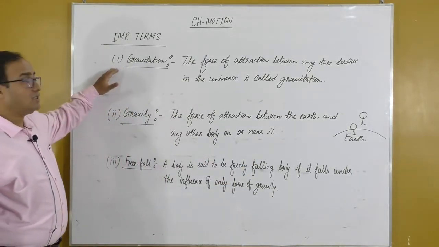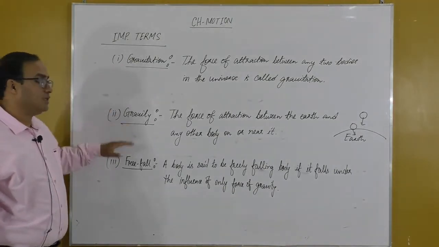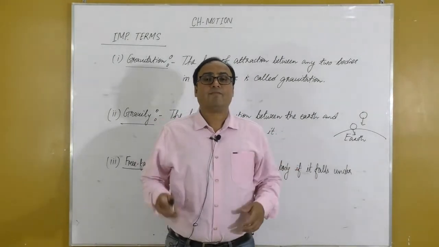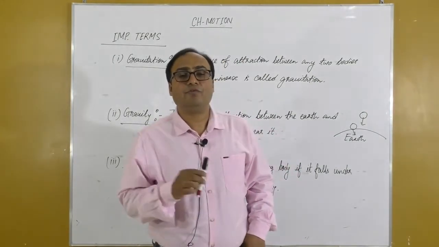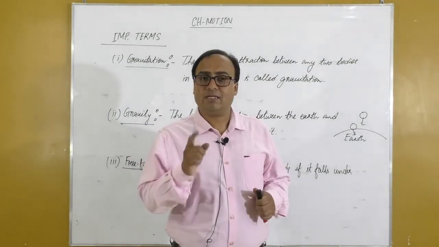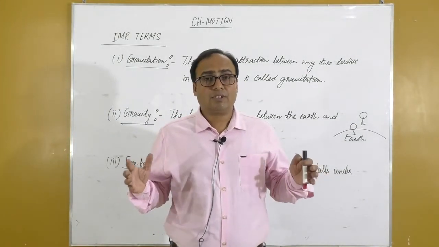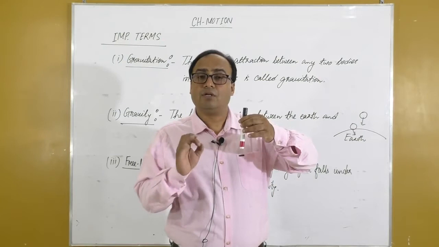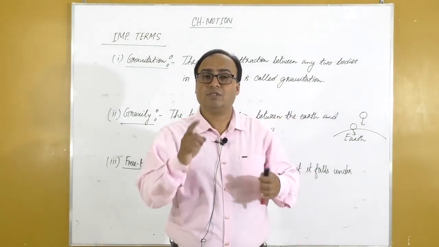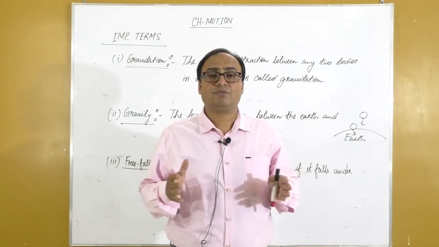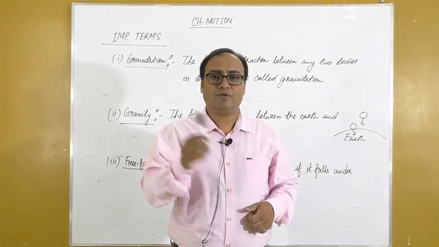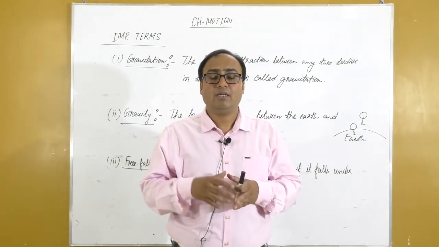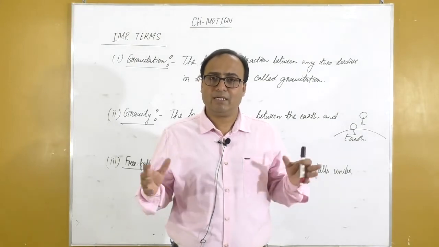So the three important terms: first one gravitation, second one gravity, third one free fall. And if I ask you the meaning of the term free fall, a body is said to be moving under free fall if it falls under the influence of only one force. There will be no other force against it. No air friction is considered. Only one force, and that force is the force of gravity. Then the body is said to be under free fall. And we will specially discuss the equations for a freely falling body and a body thrown vertically up against gravity.